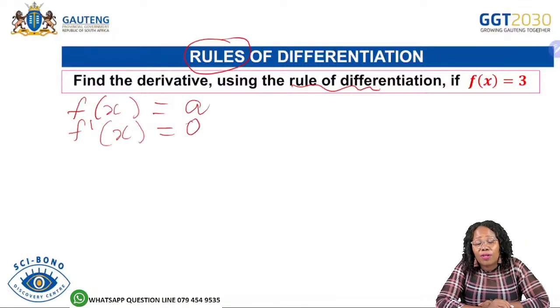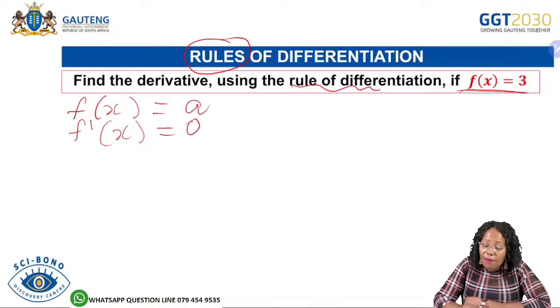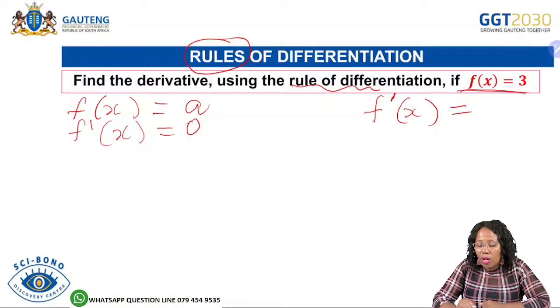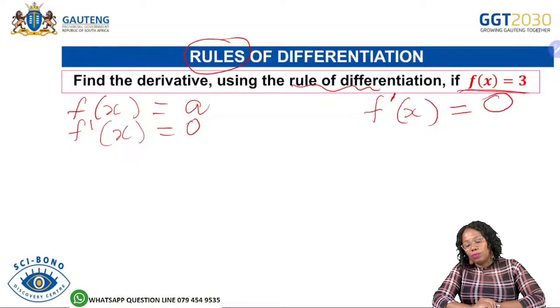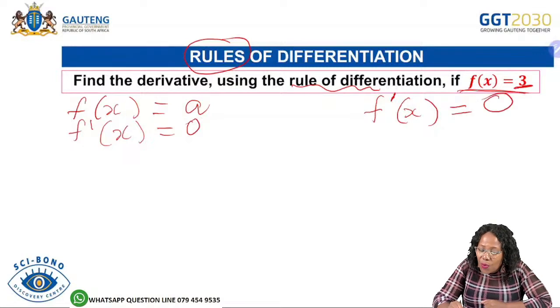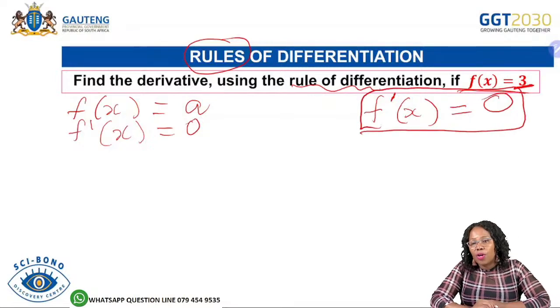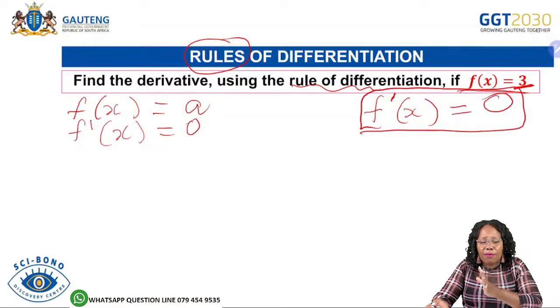What does it mean now, Grade 12? It means our answer for f of x equal to 3 will be f dash of x. Look at the notation. I am indicating I am deriving, which will be equal to 0. As long as it's a number without an x, the derivative will be 0.